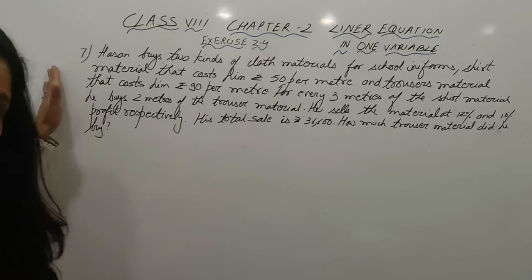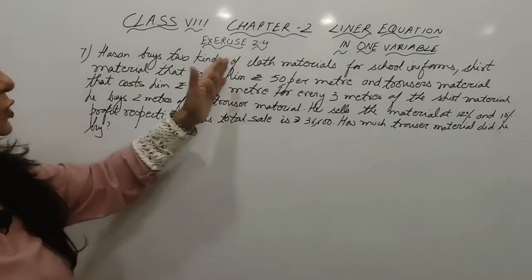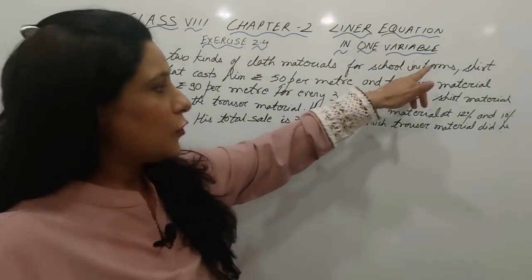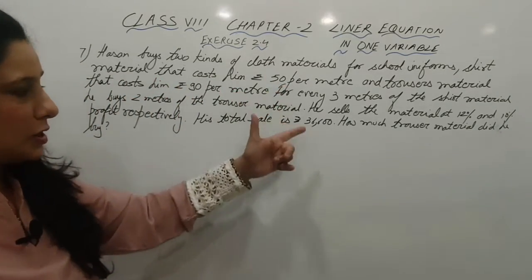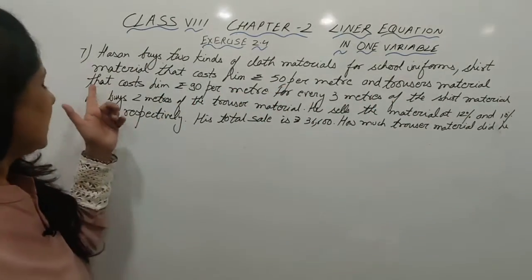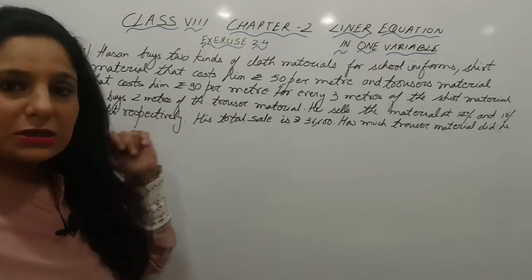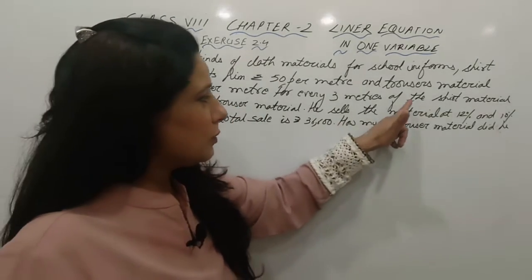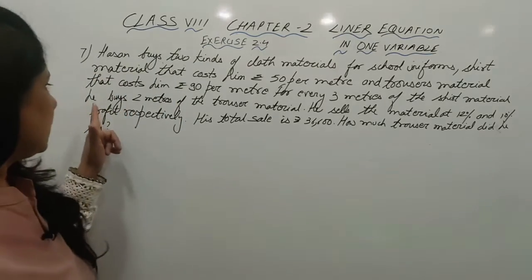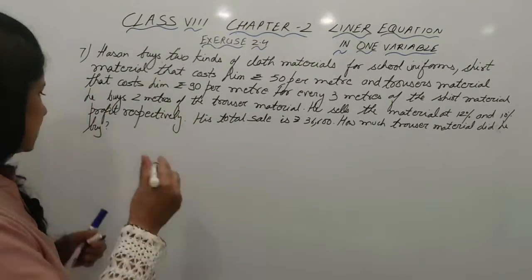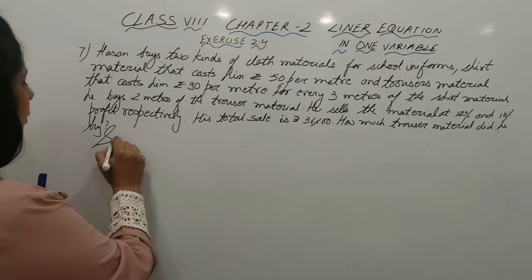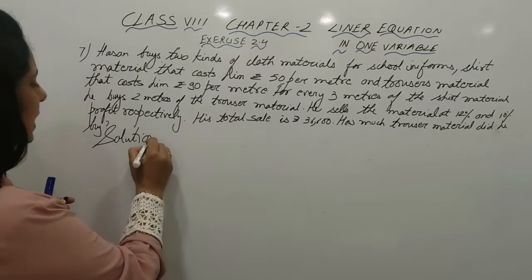ओके, अब हमारा जो 7th क्वेश्चन है दैट इज: Hasan buys 2 kinds of cloth material for school uniforms, shirt material that cost him rupees 50 per meter and trouser material that cost him 90 rupees per meter. For every 3 meters of the shirt material, he buys 2 meters of trouser material. That means हमारा आंसर जो होगा, how it will start.